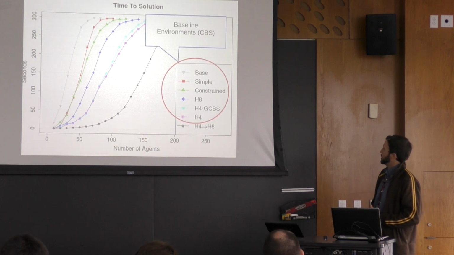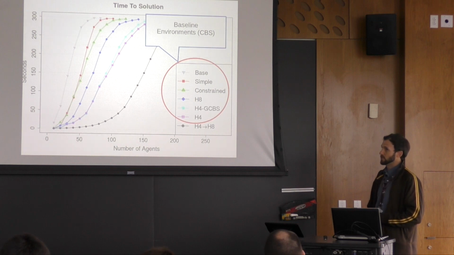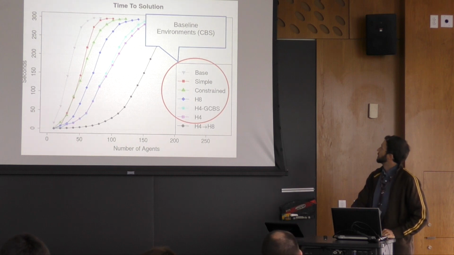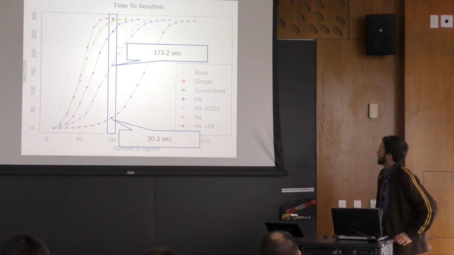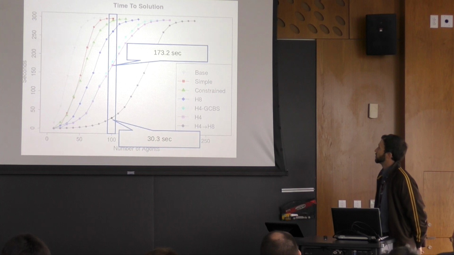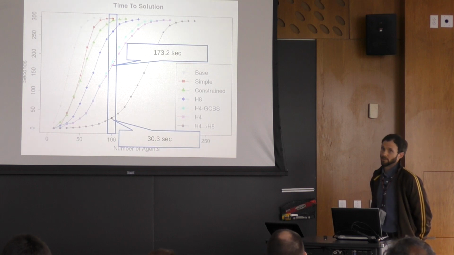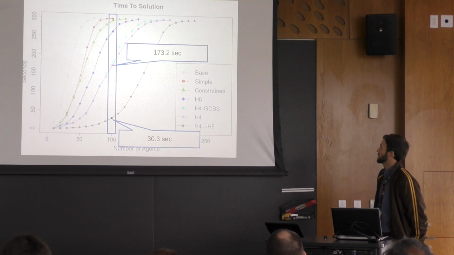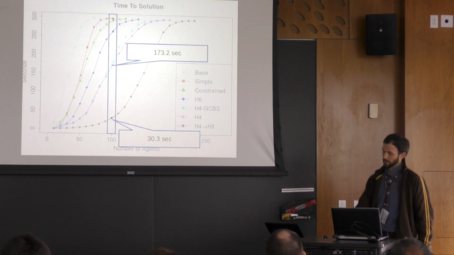For the baseline environments, we used the same environments from the previous slide, plus the state-of-the-art unbounded suboptimal greedy CBS. If you compare CBS with constraint layering on just the 100 agent problem, we see that on average we were able to solve for 100 agents in about 30 seconds, where the next best abstraction took 173 seconds on average.